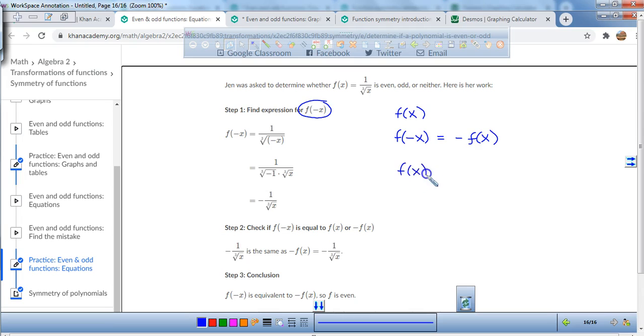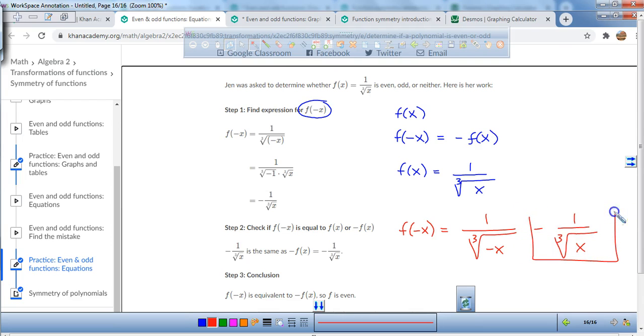So f of x equals 1 divided by the cubic root of x. So what would f of negative x equal? That's 1 over the cubic root of negative x. Now the cool thing about negatives, and you're taking cube roots, you can always take a negative out of that. So that would equal negative 1 over the cube root of x, which actually is negative f of x. Well, let's us know this is definitely an odd function.